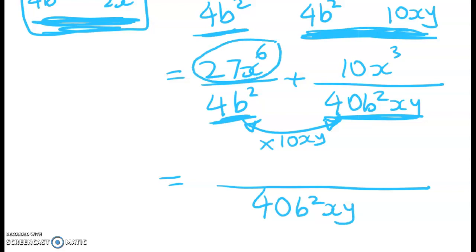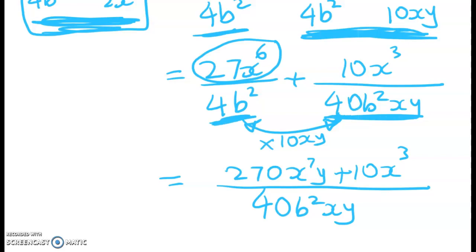So this needs multiplying by the same thing. So this is just equivalent fractions. We get 270x, what have we got? Is that right? 270x to the power of 7y plus 10x cubed. Now I'm just checking I haven't mucked anything up here. I know someone's going to leave me a message in the comments if I have, so please do. Okay, so we're just checking.